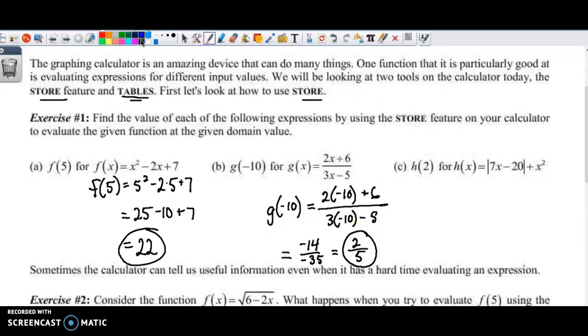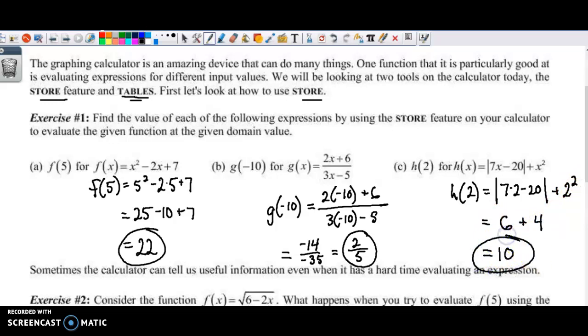It can even do absolute value. If I ask you to do h of 2, where maybe you struggle to do 7 times 2 minus 20 in your head, plus 2 squared, replacing 2 in for x. But that would be 14 minus 20 is negative 6, but the absolute value would change it back to positive 6. 2 squared is 4, so the correct answer should be 10.